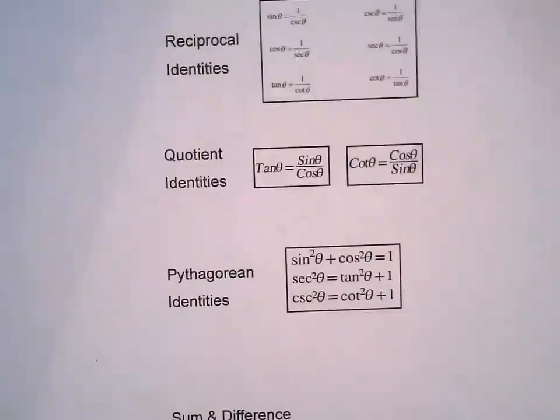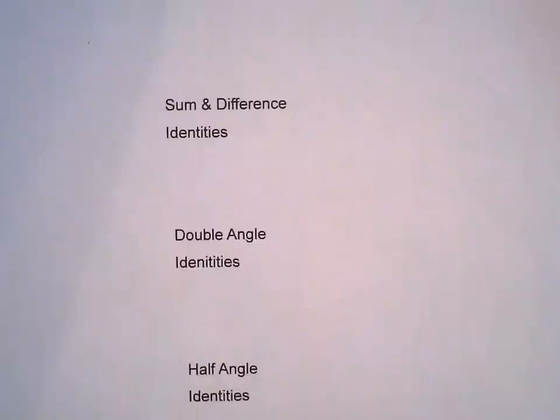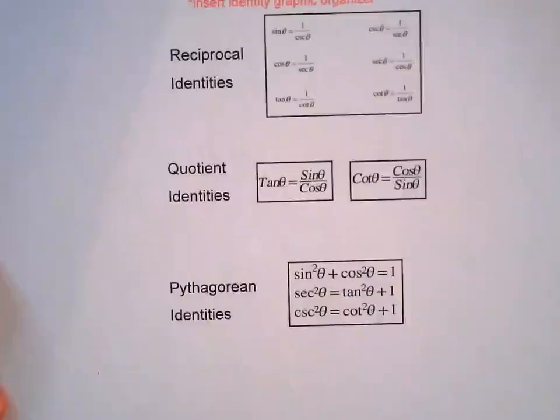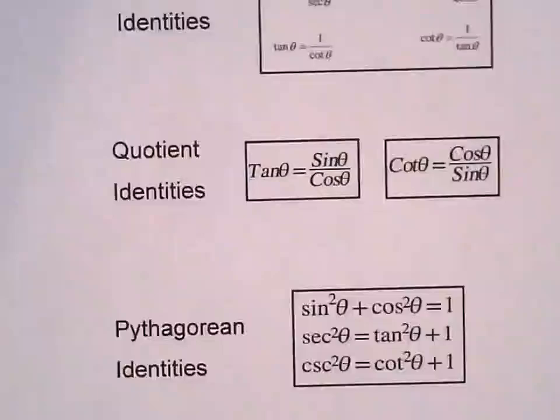As you can see down here at the bottom, we will have a couple of others that we will get to, but we're going to spend a couple of days, maybe a day and a half or so, just concentrating on these top three: the reciprocal identities, the quotient identities, and the Pythagorean identities. So if you'll let me talk about those for a minute. Because of the size of this video, I will probably end up doing 2 different videos today.